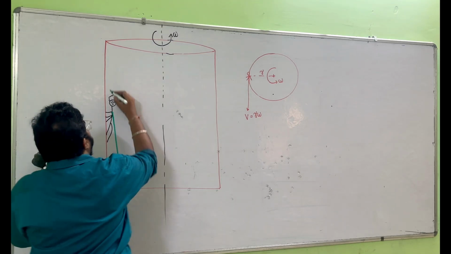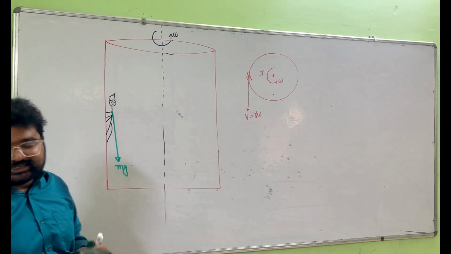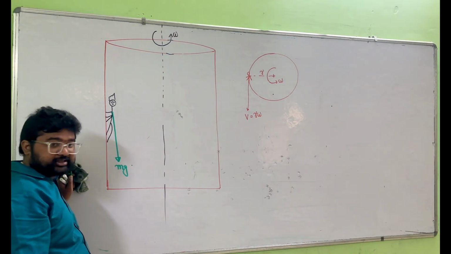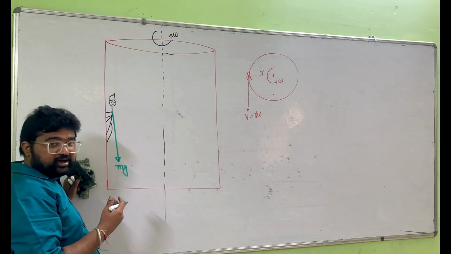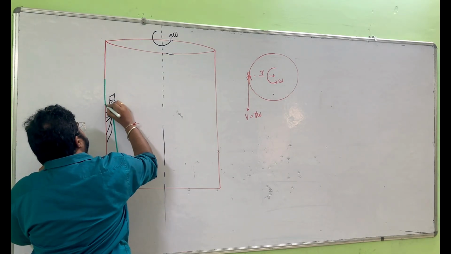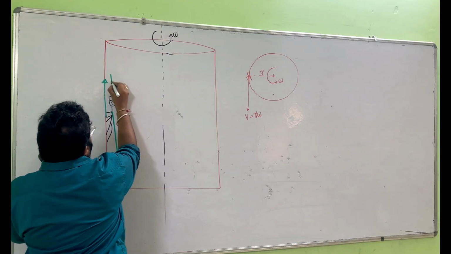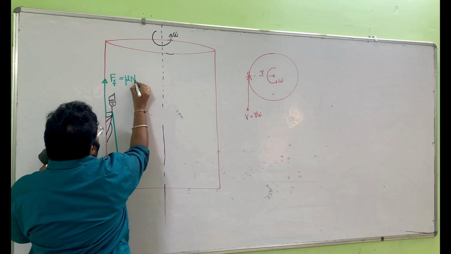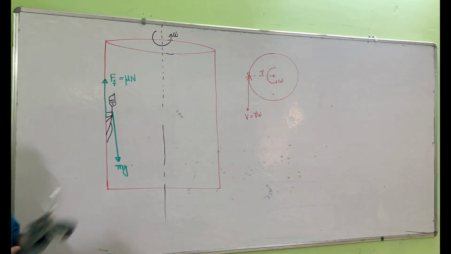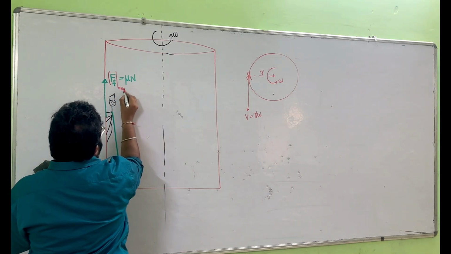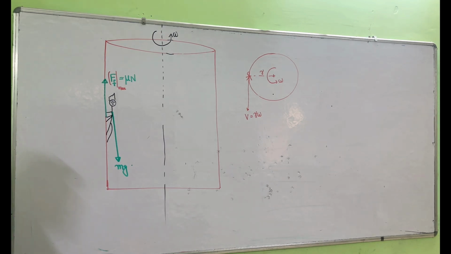Frictional force. Which force is helping here? Frictional force is helping. This guy is not on the ground. He sticks to the vertical surface, the vertical wall, walls of the cylinder. Which force is helping? Frictional force. Maximum frictional force is mu into N.